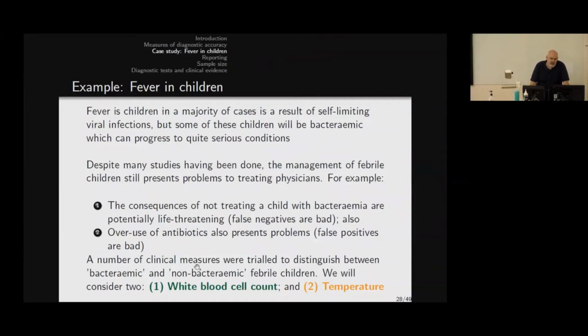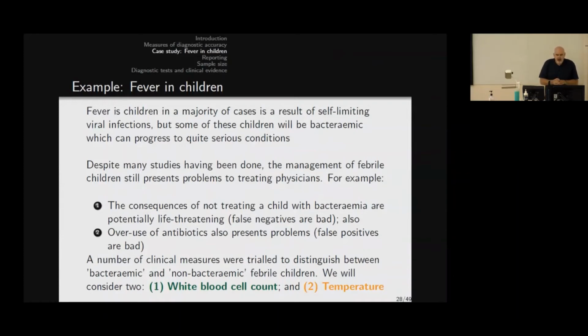But also we know that there's an overuse of antibiotics, and we know antibiotics don't do anything for viral infections at all. So false positives are bad too. Even though you could probably argue this is not as bad as missing the disease, at least at the individual patient level. From an epidemiological perspective, you might actually say this is really, really bad because overuse of antibiotics is generally bad.